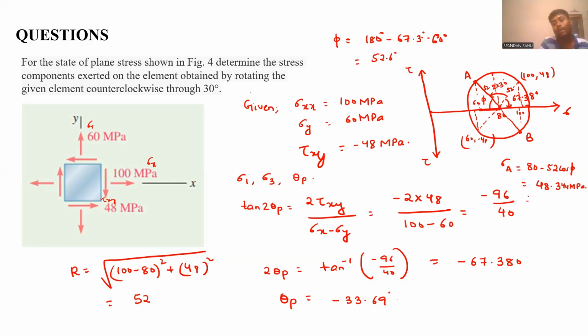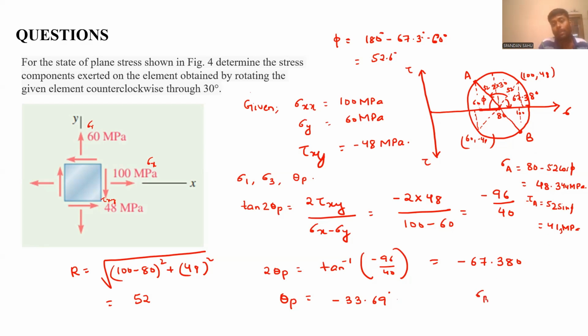Now how to calculate tau A? Tau A is nothing but 52 sin phi. 52 sin, you are getting 41.3 MPa. So sigma A and tau A are known. Now you have to calculate at this point.